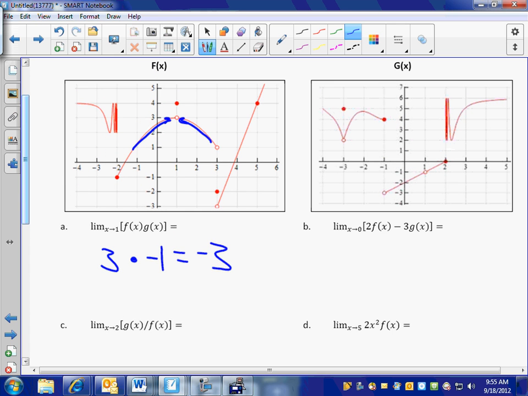Let's try letter B. How about x approaches 0 of f of x? What will I have? 2.5. So I have 2 times 2.5 minus 3 times -2. That'll give me 5 plus 6 is 11. Any questions how I'm doing that? What I really like about this problem is you have to use the properties from before, and you have to use the idea that we used yesterday in order to evaluate limits graphically. So this is a really good summary from yesterday.